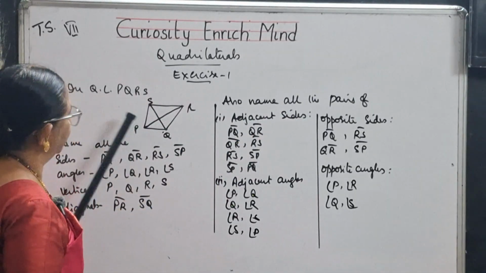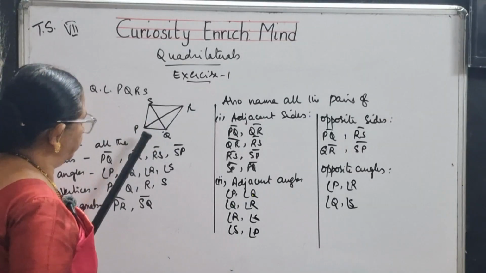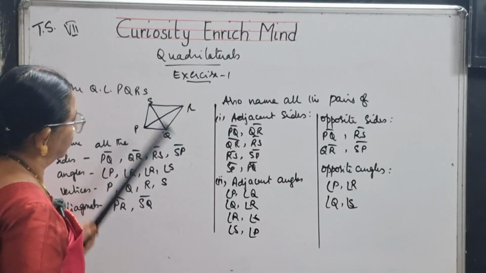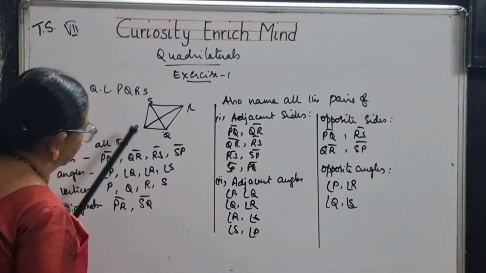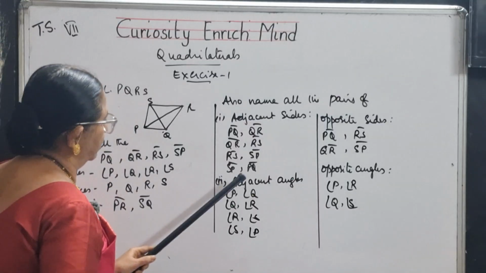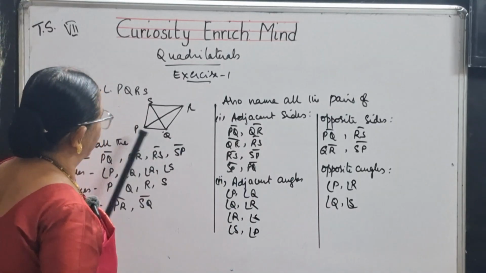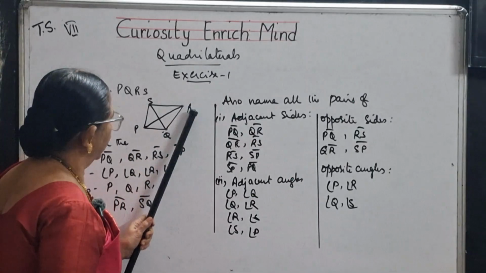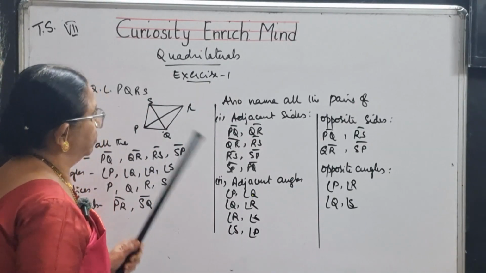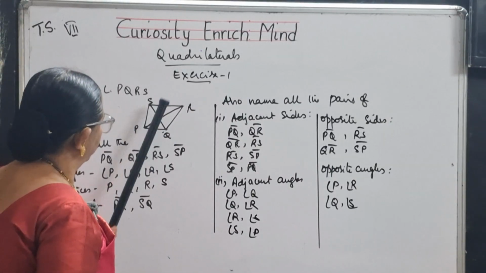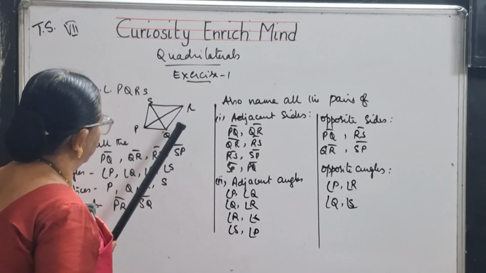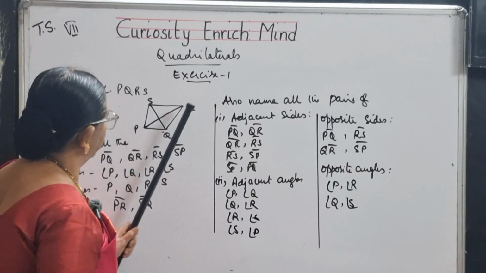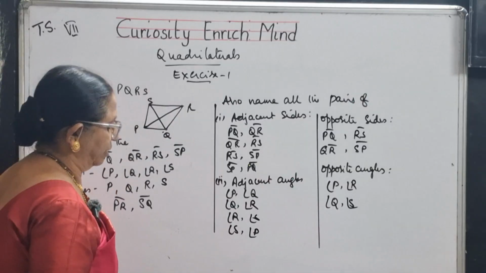Then name all the pairs of adjacent sides. Adjacent sides: PQ and QR, QR and RS is another, RS and SP is another, SP and PQ is another. Adjacent angles: angle P, angle Q; angle Q, angle R; angle R, angle S; angle S, angle P. Now opposite sides: PQ and RS is one pair, and QR and PS is another pair. Opposite angles: angle P, angle R; angle Q, angle S.